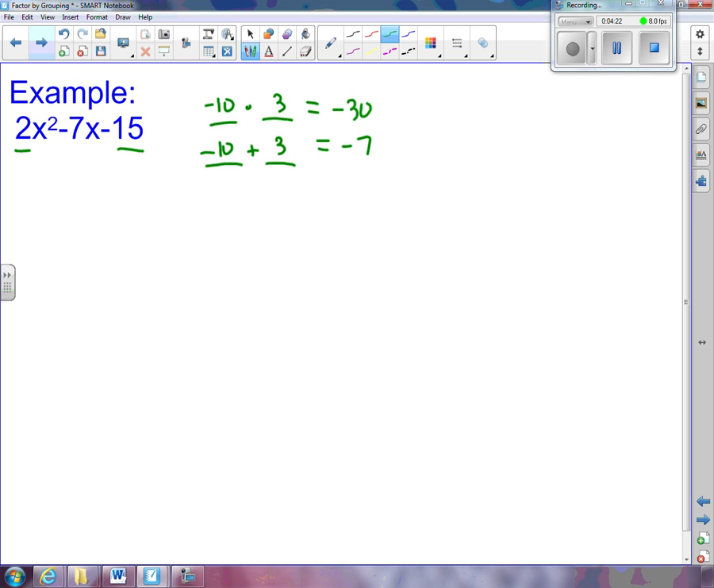So now all you have to do is rewrite the example using these two numbers that you found.